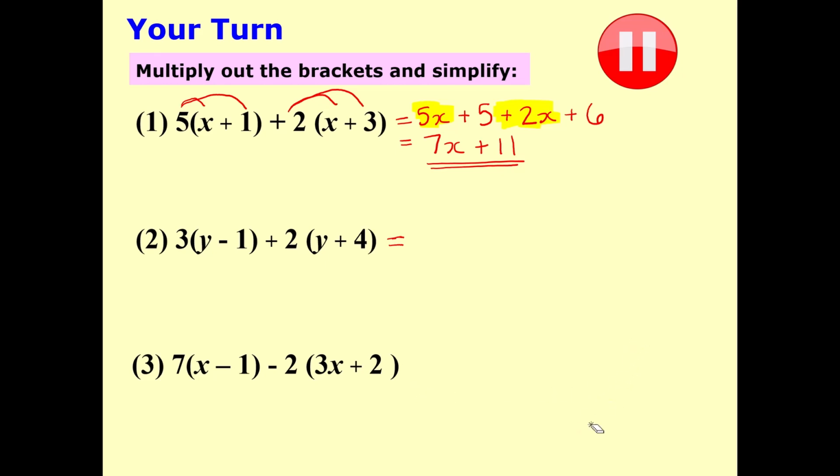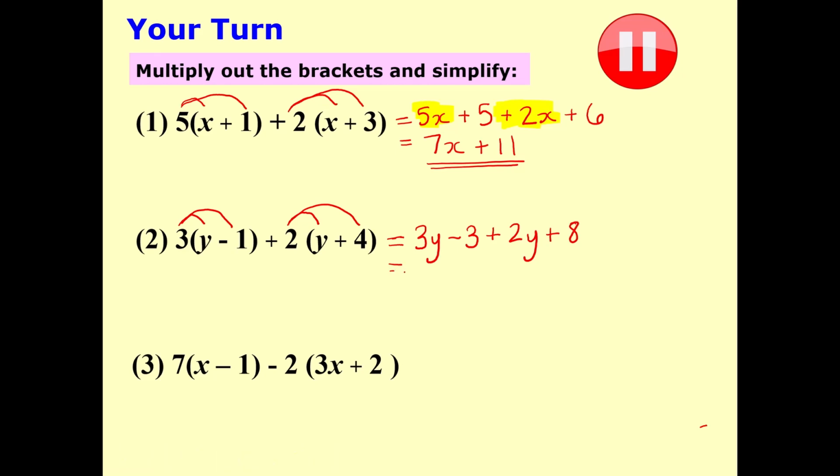Right, question 2. Expand both the brackets. First one we're going to multiply it by 3 to get 3y, and then 3 times negative 1 gives you negative 3. Multiplying out by 2 for your second bracket, 2 times y gives you plus 2y, then 2 times 4 gives you plus 8.